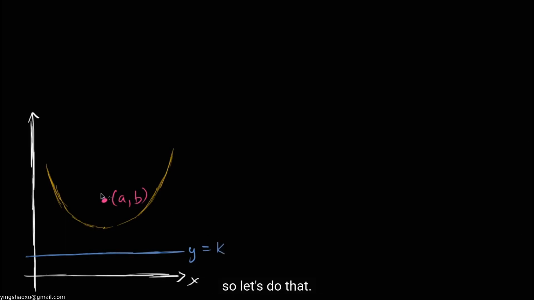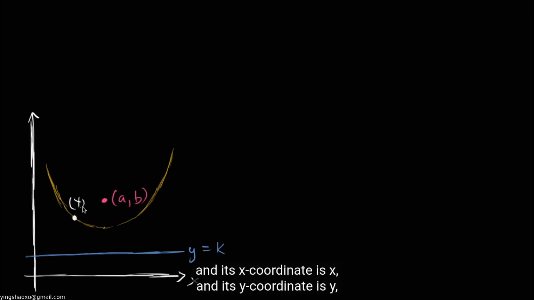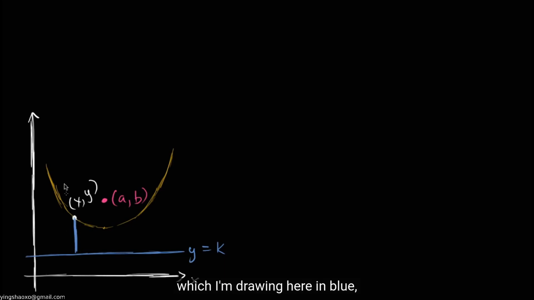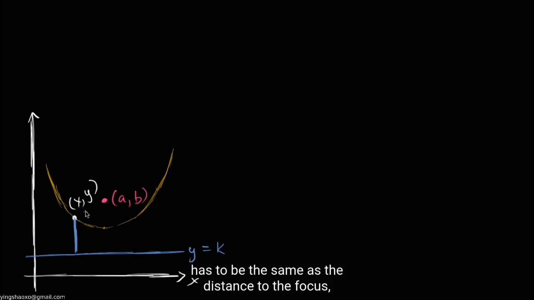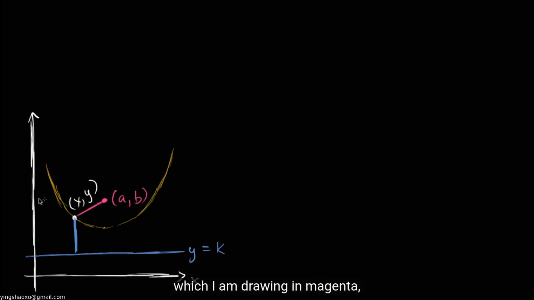So let's do that. Let's take an arbitrary point on the parabola. Let's say we take this point right over here, and its x-coordinate is x and its y-coordinate is y. By definition, in order for this to be a parabola, it has to be equidistant to its focus and its directrix. That means that the distance to the directrix, which I'm drawing here in blue, has to be the same as the distance to the focus, which I am drawing in magenta.